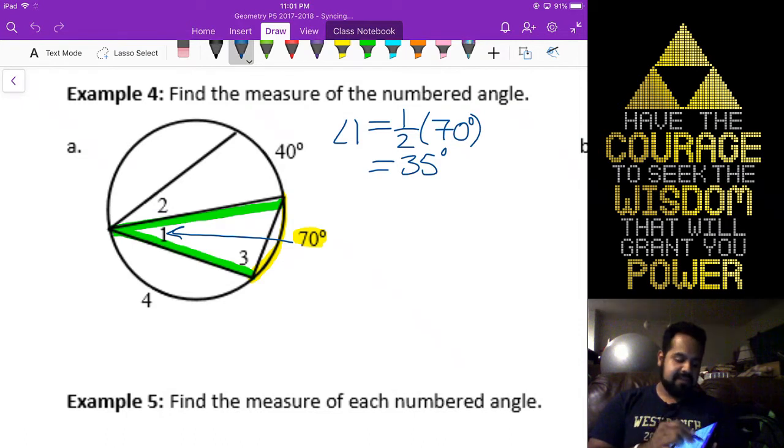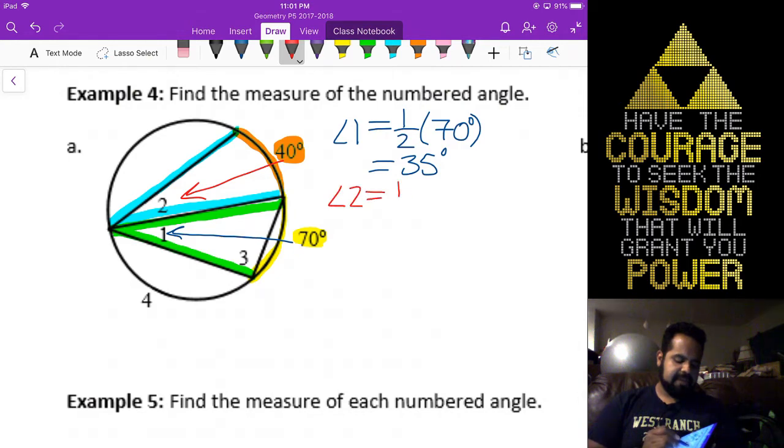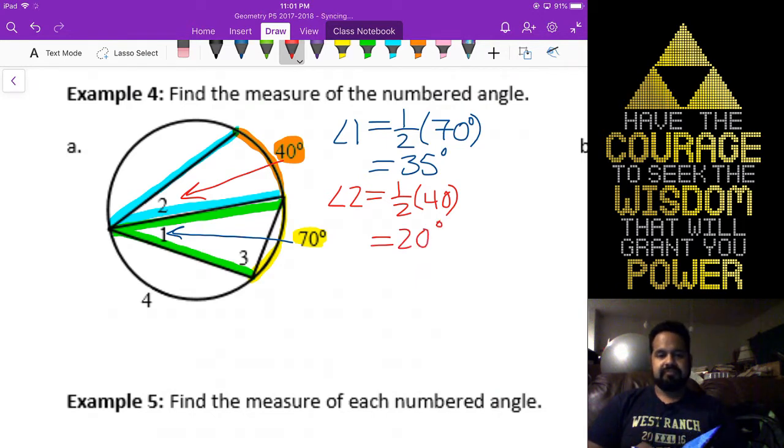Now we're going to do the same thing for angle 2. I'm going to use a different color though. I'm going to use blue because blue is awesome. For angle 2, it has this intercepted arc of 40 degrees. Again, I'm going outside in, so we're going to say that angle 2 is equal to 1/2 of 40, which is going to equal 20 degrees. So far, not so bad.